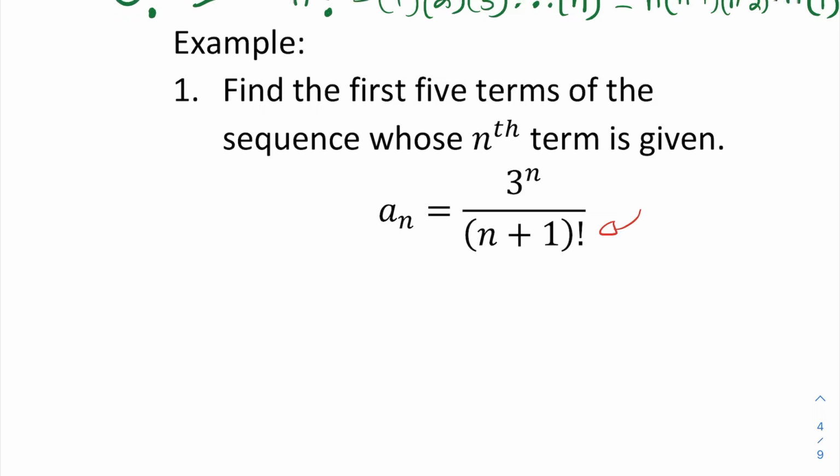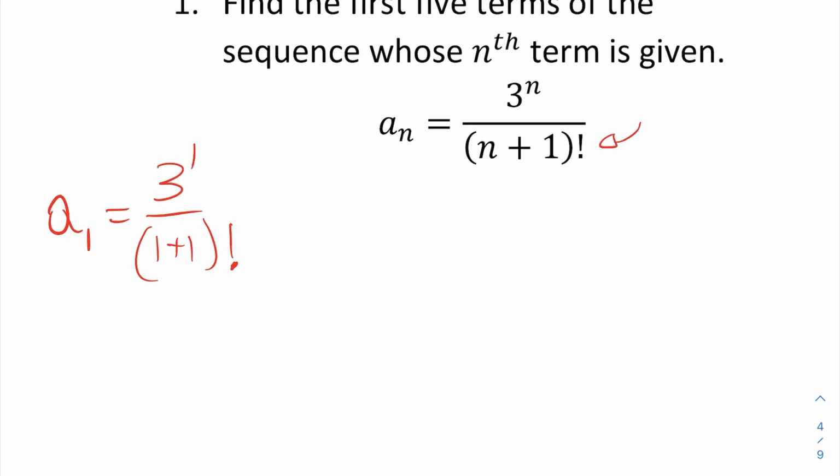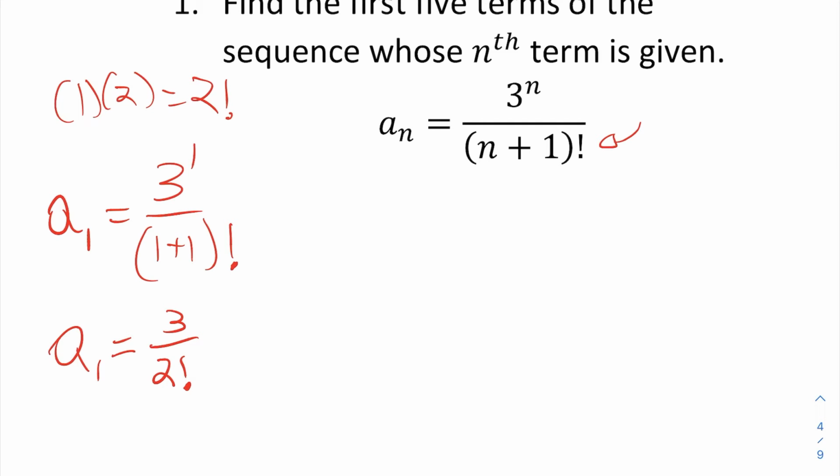Well, let me see. So A1. Well, A1 is defined to be 3 to the power of 1 over 1 plus 1 factorial. So that's how we're going to find A1. That's going to be A1 equal to 3 over 2 factorial. But 2 factorial is 1 times 2. So therefore, this is just 3 over 2. All right. So that's the first term.